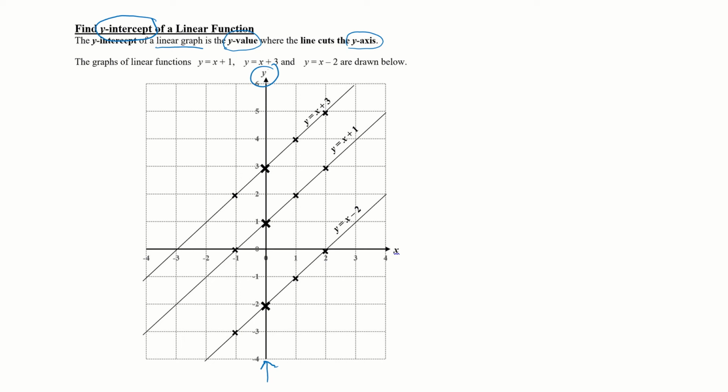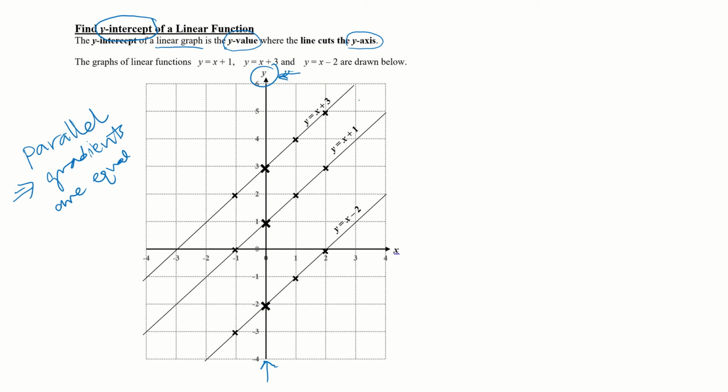Now there are three lines here. As you can see, they are parallel lines. We have learned previously that when lines are parallel, the gradients are the same or equal. But we're not going to talk about gradients here. We're going to talk about something new, the y-intercept. That's why our focus is on the y-axis.